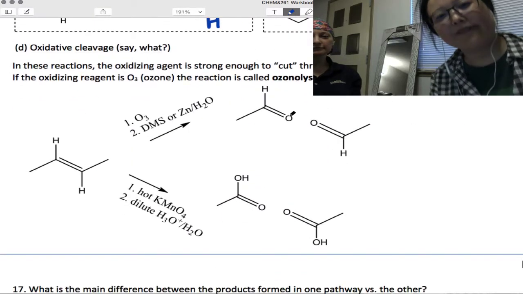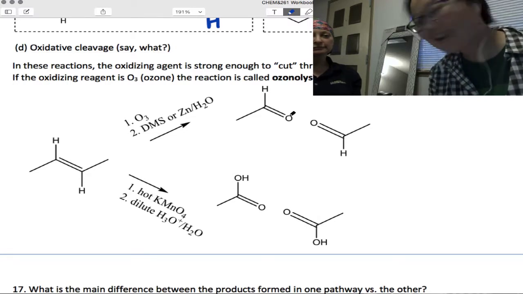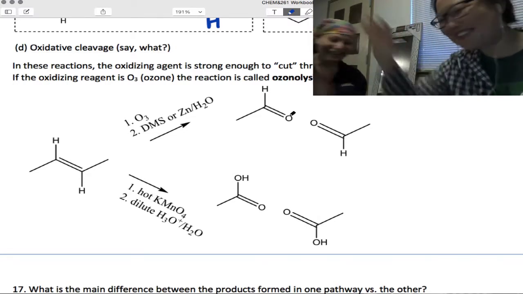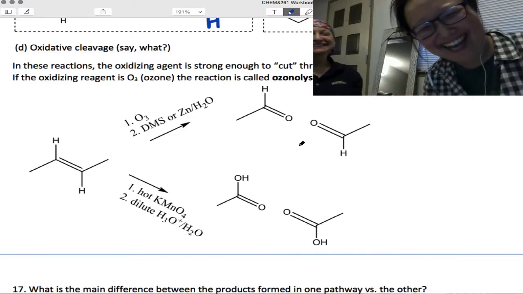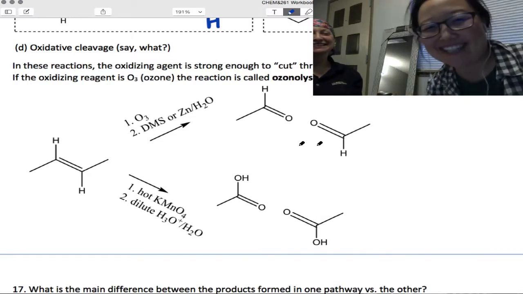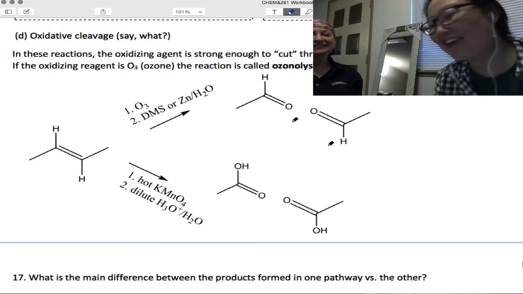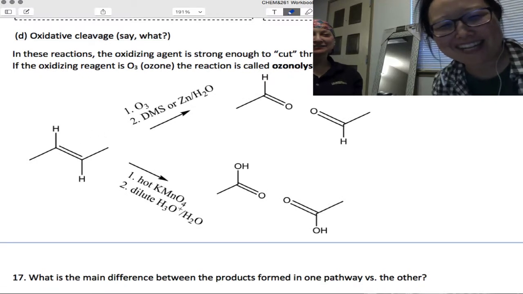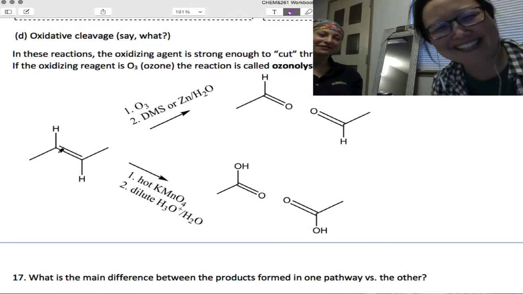Okay, now we're at the very last reaction of the quarter. Woohoo, high five. Last one, you did it, guys. Okay, this one, I love this reaction. Now in grad school, I did one of these reactions. I have to tell Shawna about it, tell you as well.